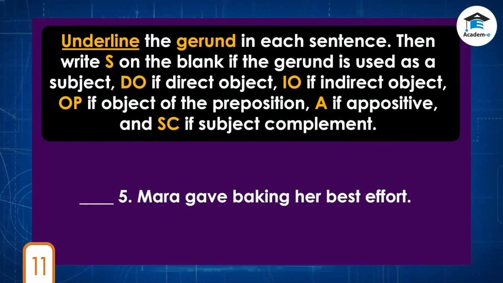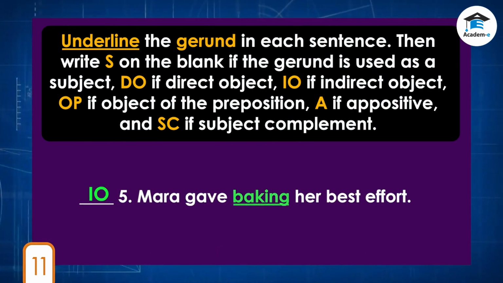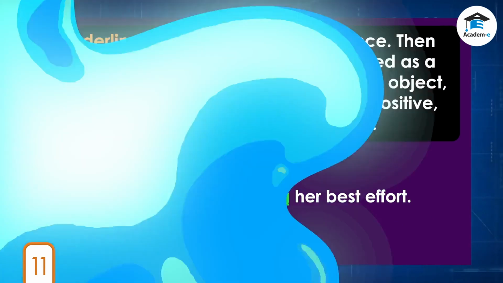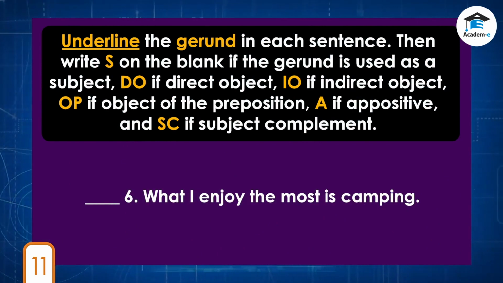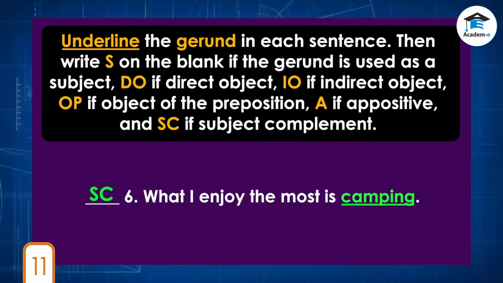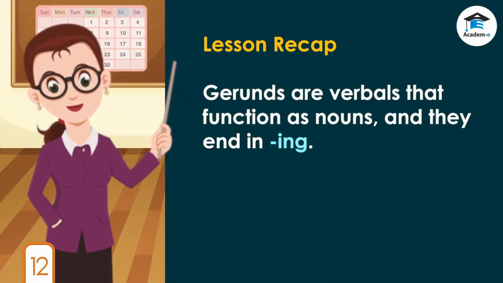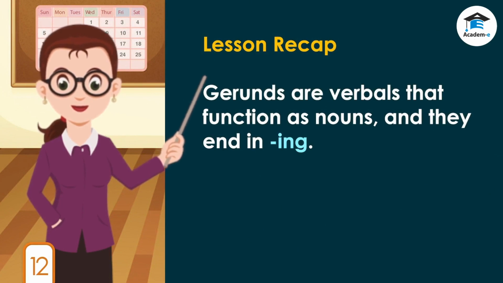5. Mara gave baking her best effort. The answer is IO. 6. What I enjoy the most is camping. The answer is SC. Always remember, gerunds are verbals that function as nouns, and they end in ing.